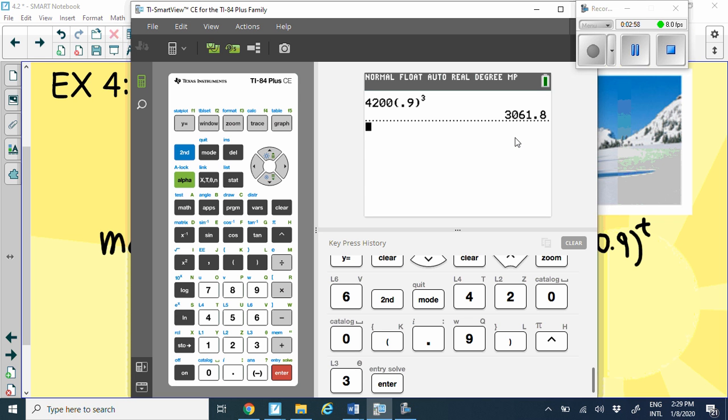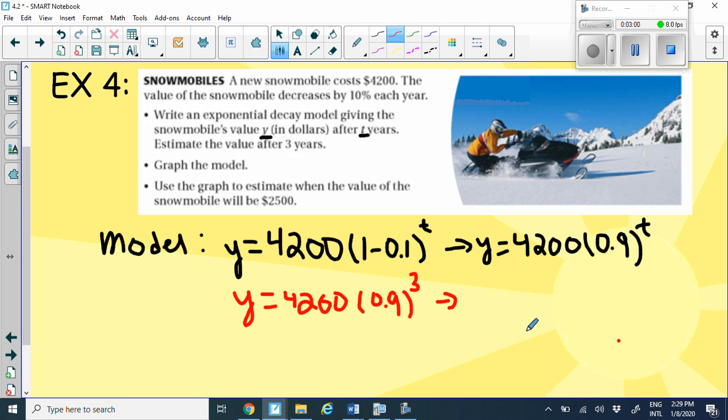But remember, we're dealing with money, so we need to use our label. So we're going to have the money sign, and then we'll have our 3,061, and then you can write it as .8 or .80. Both work. And remember, with money, we round to 2 decimal places.